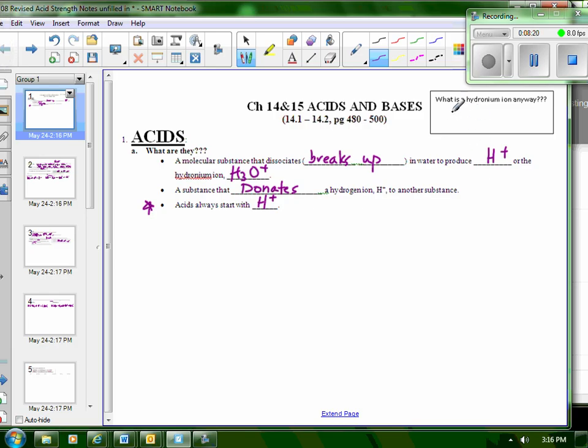A hydronium ion is really a water molecule, a regular water molecule with an extra H. When you put that extra H on, the whole molecule is now an ion, and it has a +1 charge. But for our purposes, we just say that a hydronium ion is more or less just an H+, because we don't care about the water. So for our purposes, hydronium ion and H+ are the same thing.